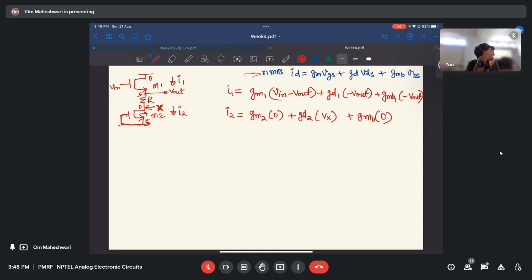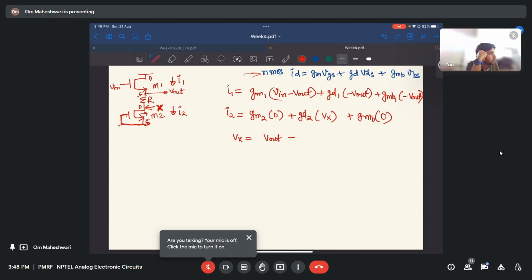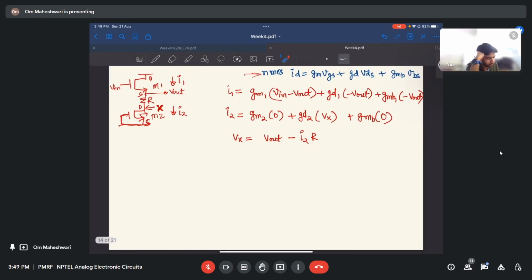So if we just apply KVL here, Vx equals to V out minus I2R, right? So is this correct? Yeah. I2 will flow here, or you can take I1 also, it doesn't matter. So I have taken I2 because it has only one term and it is easier instead of I1 having three terms.